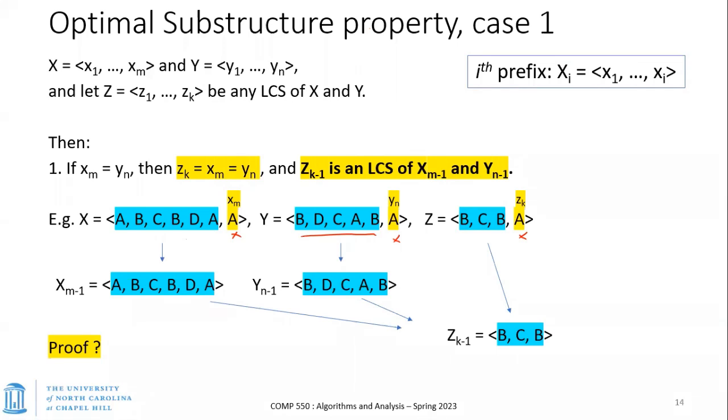And from the example that I have, you can see that yes, that sort of does make sense, because we've said that all three of these characters are the same, so we've removed all of them. And now what we're saying is that BCB is the longest common subsequence of what is remaining in X and what is remaining in Y. So we can hopefully see that, but how would we prove it?